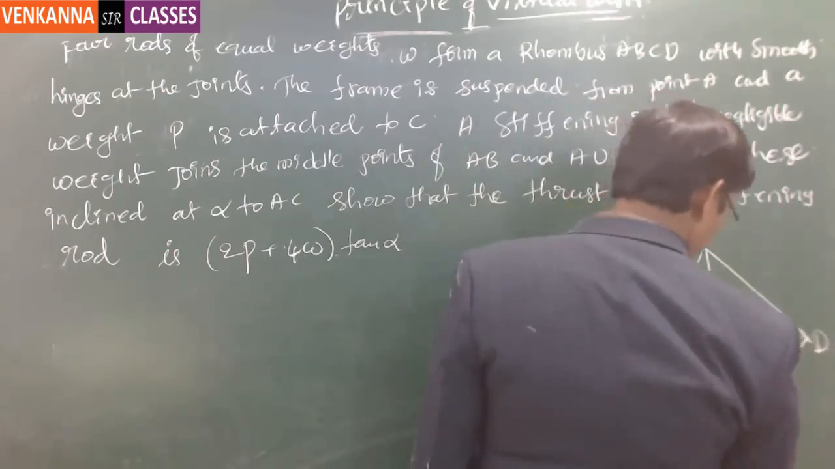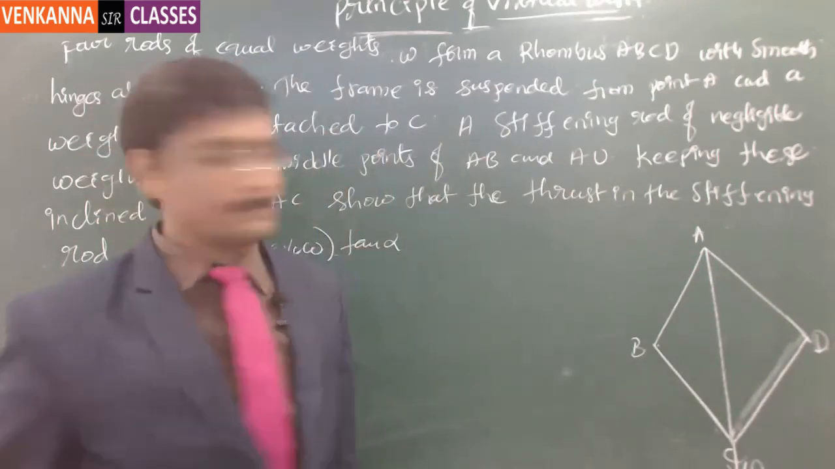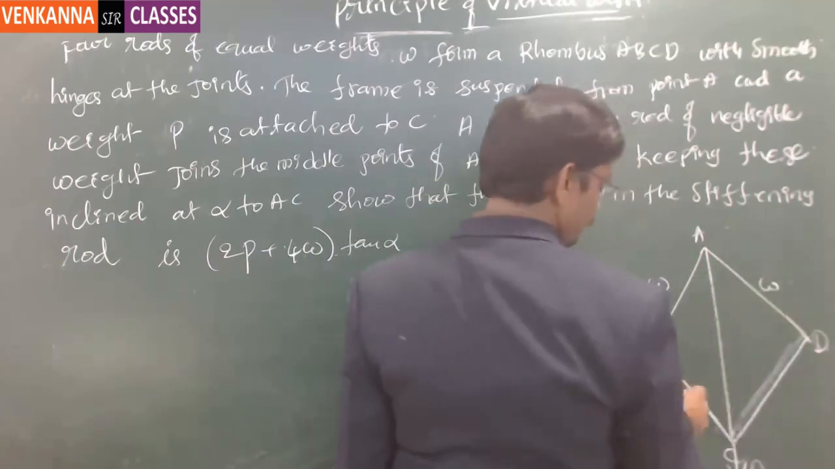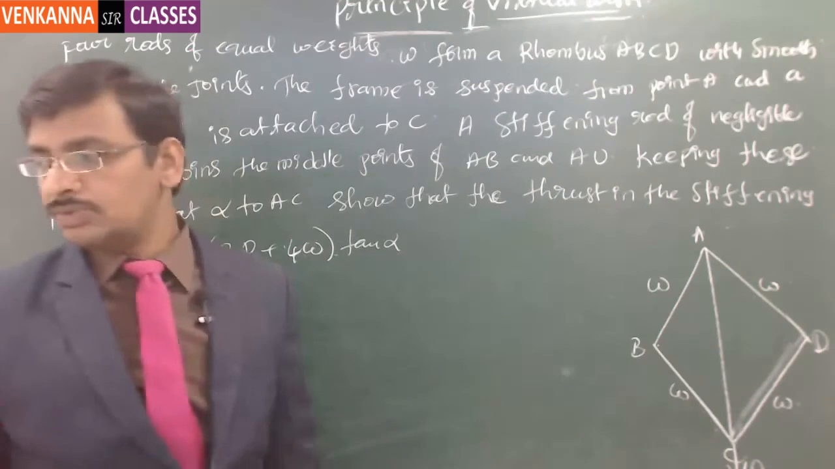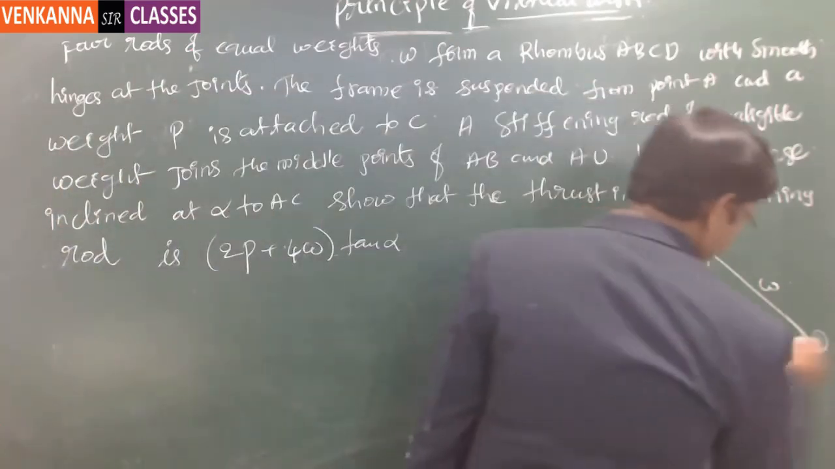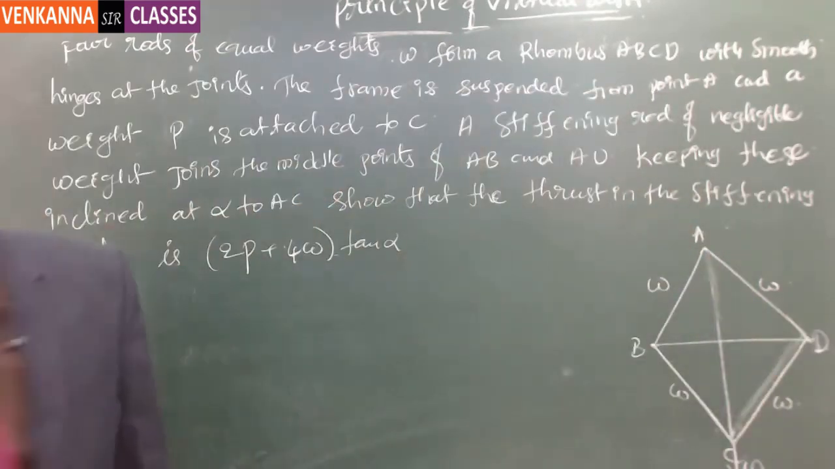So there is a weight that got attached at this location of magnitude P, and this rod is having a weight of W, and this is having a weight of W, and this is having a weight of W, and this is also having a weight of W. So 4 different W's are there. Now this is also a rhombus, hence actually I'll draw it again.